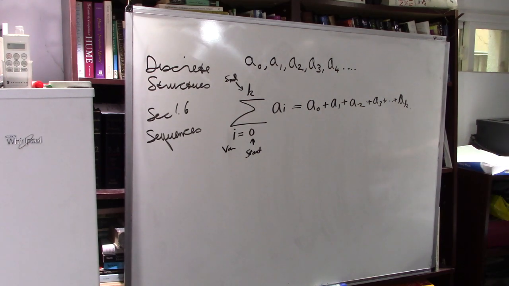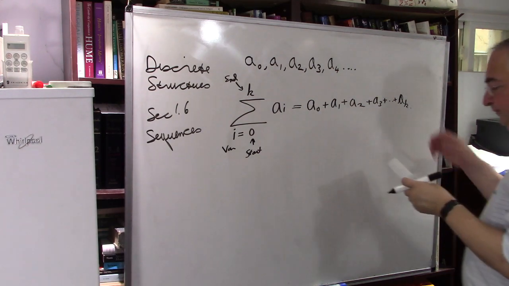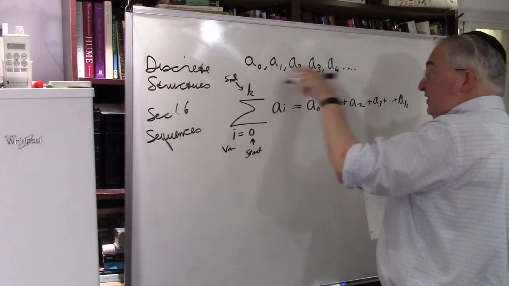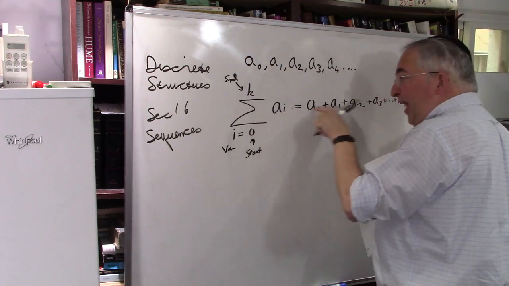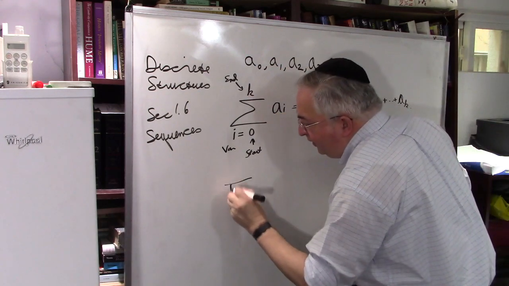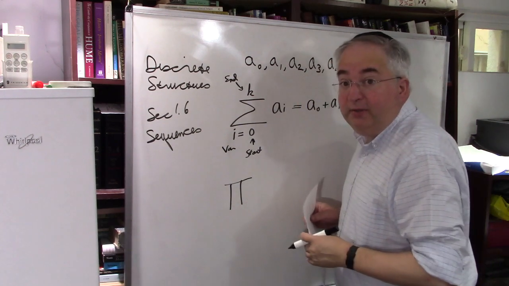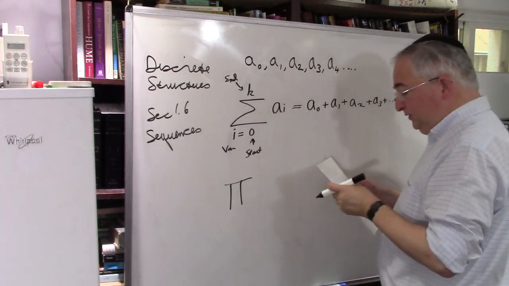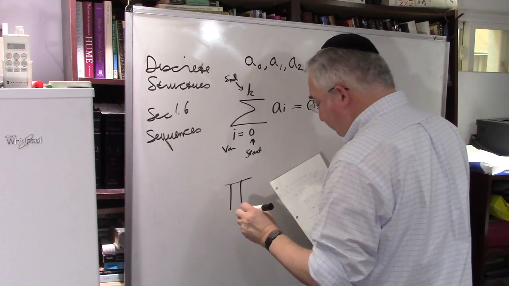Let's show you another thing that you can do. Okay. Take this sequence. Not only can you add up the elements, you can also take the product of the elements. Multiply the elements. Okay, so you do this as follows.